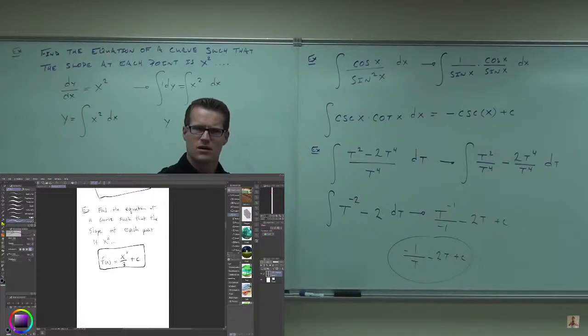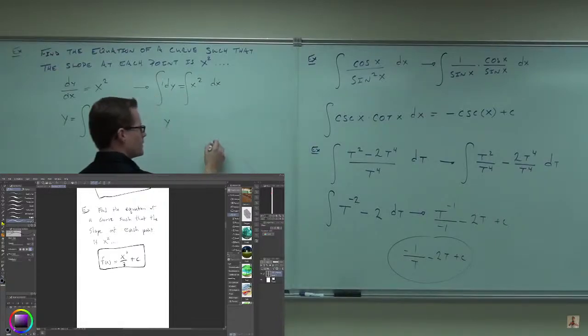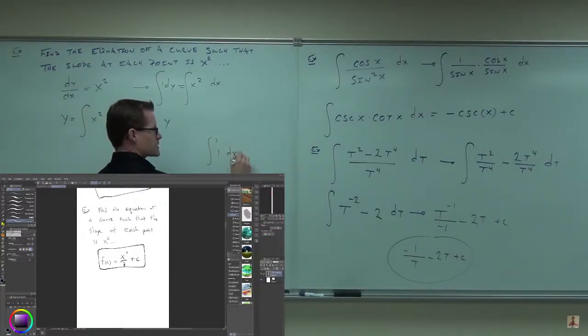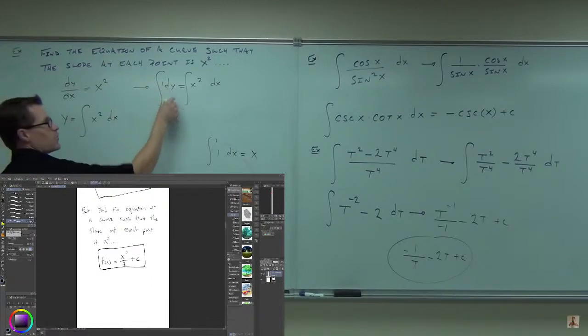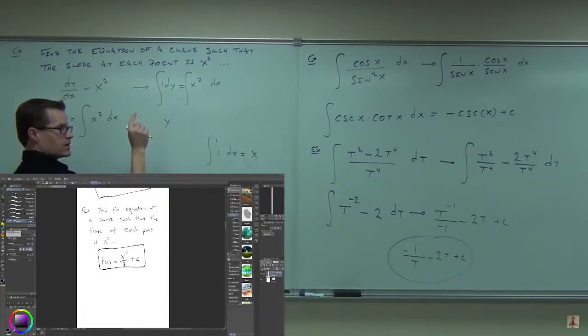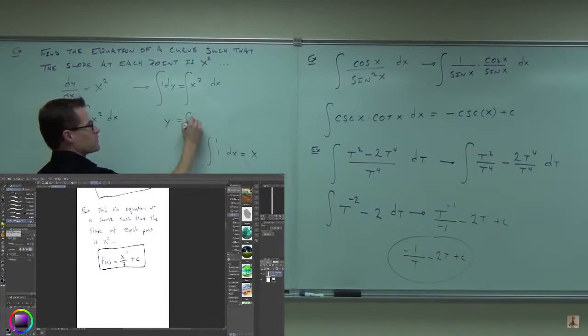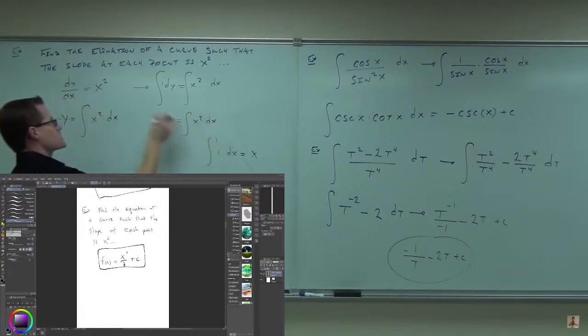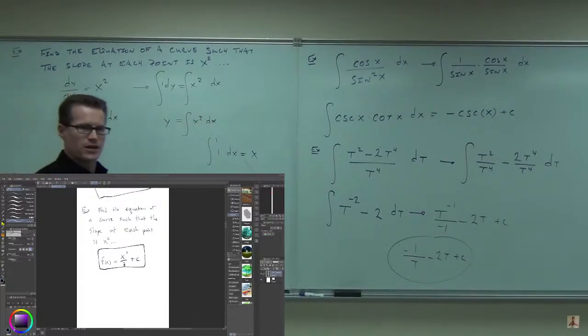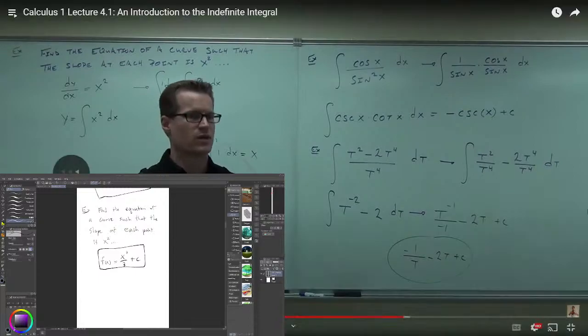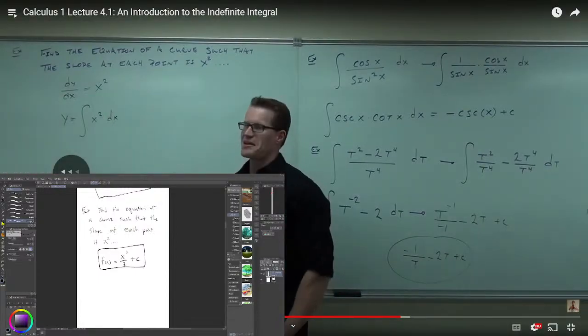Did I lose you? Do you remember? What was this? Oh, x. Clearly, with respect to y, it is y. The integral of dy equals the integral of x squared dx, which is exactly what we have right there. That's very interesting. Undoing a derivative gives you an integral. This is kind of the way it works.